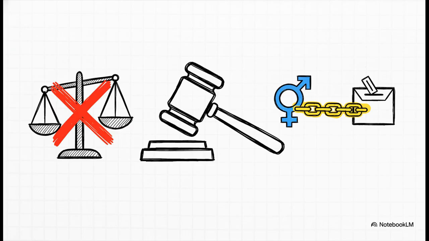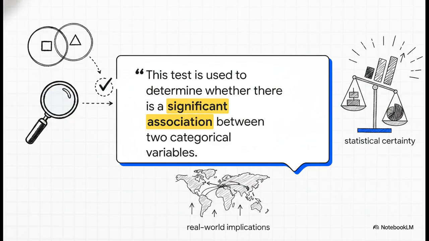Because of that, we can confidently reject the null hypothesis. We've proven it wrong, and we can conclude that yes, in this dataset, there is a statistically significant association between gender and voting preference. This quote really sums up the power of what we just did. This test lets us go from a hunch to statistical certainty. It lets us prove whether a link between two categories is real, and this has enormous implications in the real world.